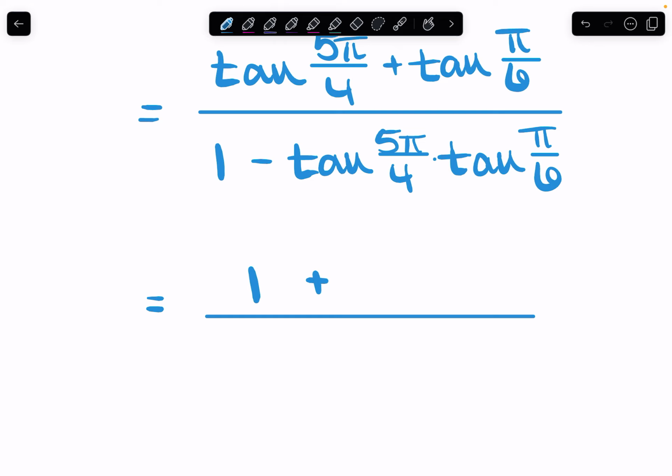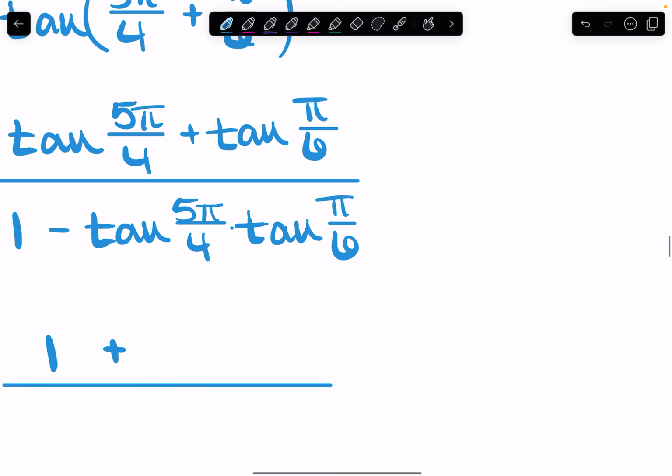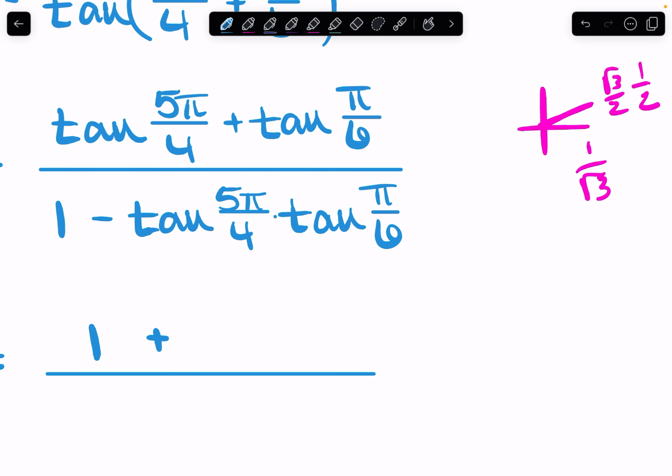Tangent of pi 6. I've got to go off to the side for this. Here's our pi 6 angle. X, square root of 3 over 2. Y, 1/2. So if we do y over x, that is 1 over square root of 3. But we've got to rationalize it. So that would be square root of 3 over 3. It's bothering me, it's not in the middle. So yes, all that rationalizing still in there.